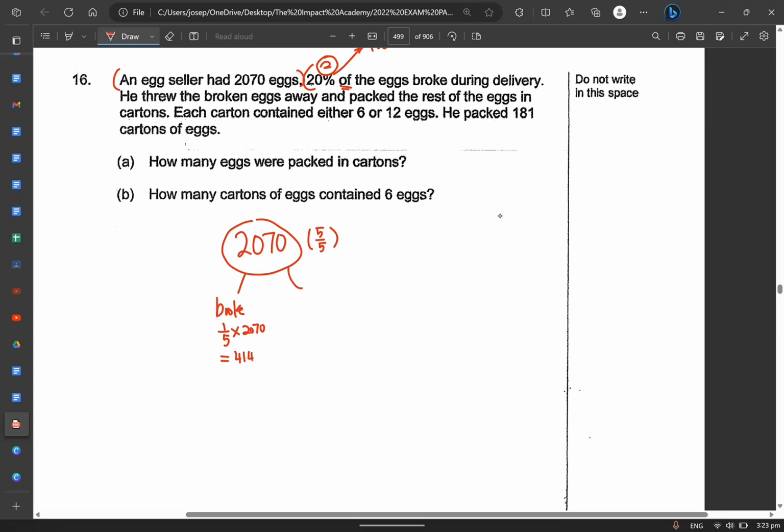That is broke. Now, the other part is basically not broken. So we know that it's 2070 minus 414. 2070 minus 414, we get 1656. What did he do? He threw this away, so they're all gone. Of course, you don't have to do it this way, but I'm just trying to show it to you. So these are all thrown away. And he packed the rest, as in whatever I have calculated to be 1656 of the eggs, in cartons.